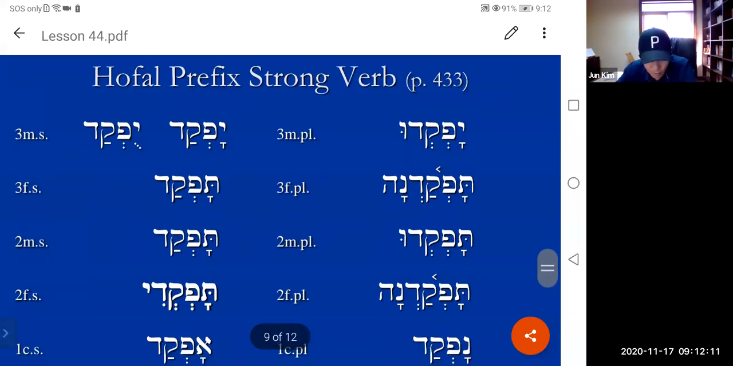Okay, Hophal prefix strong verb. I think we are done with this. What do you need to remember? You need to remember qamets hatuf. And why is it qamets hatuf? Because it is followed by shewa.